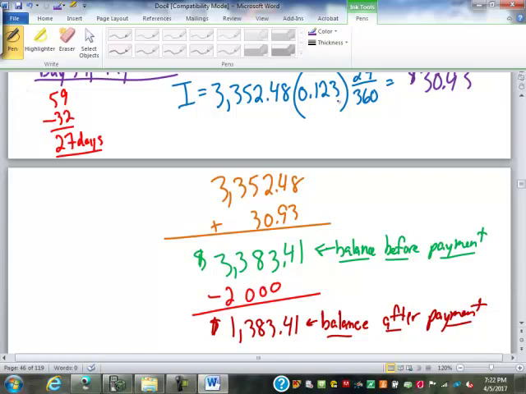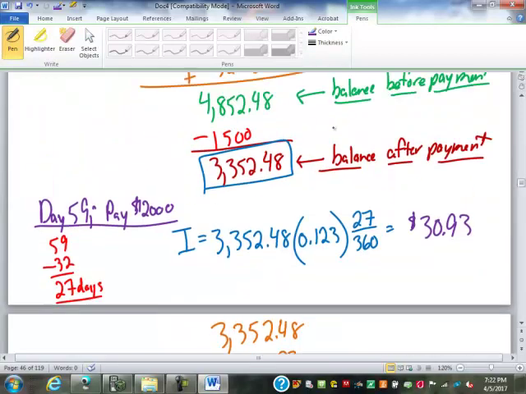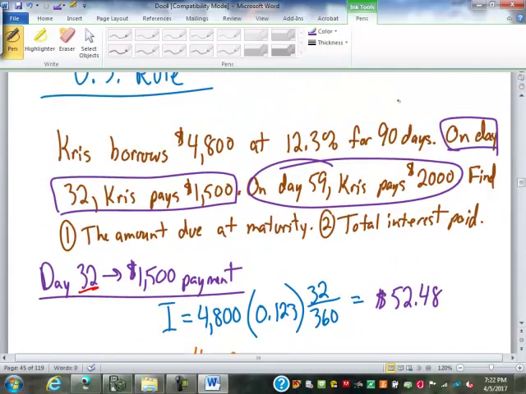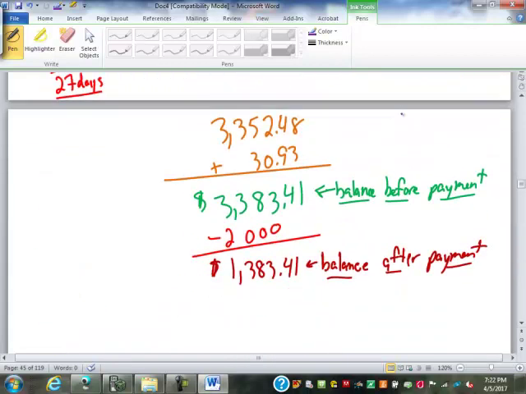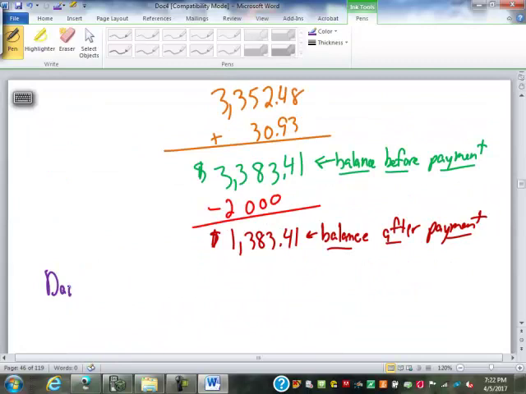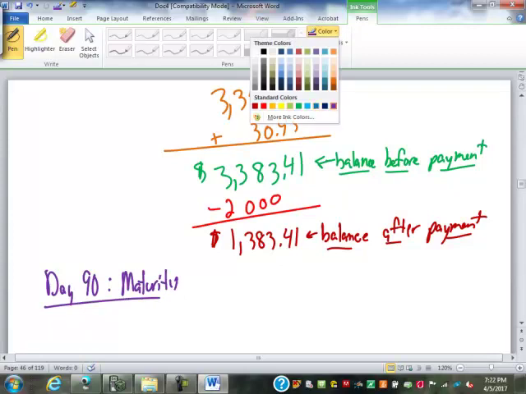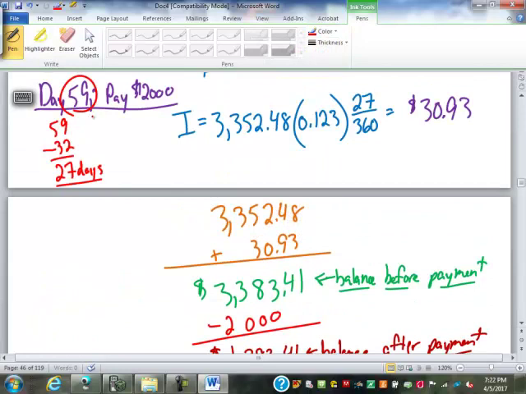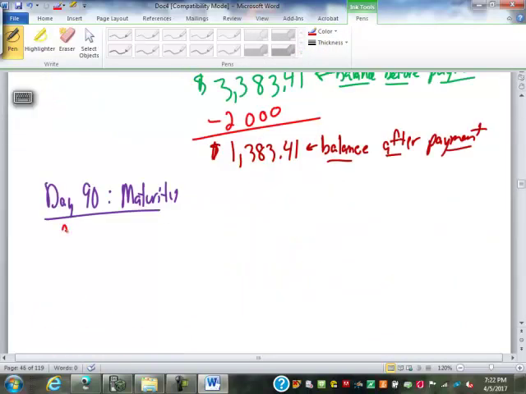The final action on this note. It doesn't look like there's any, but it is maturity, 90 days. Day 90 is maturity. First step is still the days. Our last action was day 59, so 90 minus 59 is 31 days.